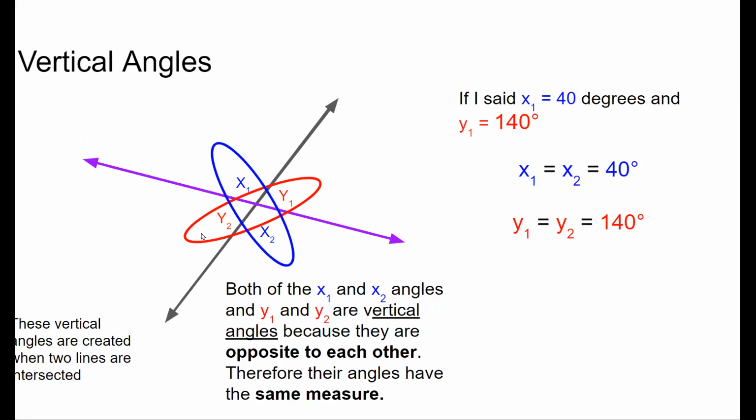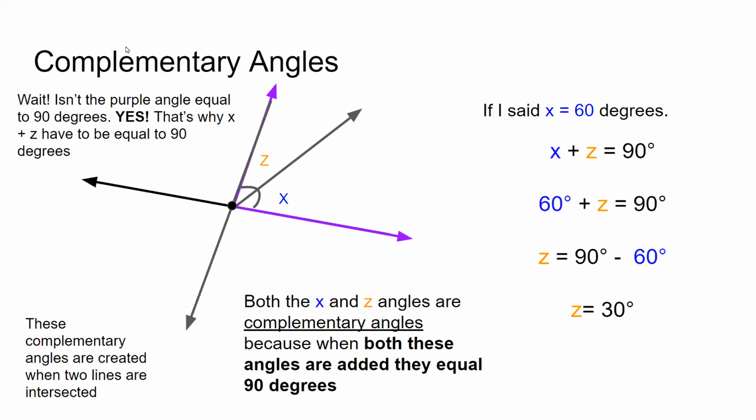So now we have vertical angles. These vertical angles are created when two lines intersect. As you see here, you see y2 here and y1 here. You see x1 here and x2 here. These will be considered vertical angles because they're opposite to each other, and their angles actually have the same measure. So y2 and y1 have the same measure, x1 and x2 have the same measure. If we assign them numbers, then we see that the numbers are the same as well.